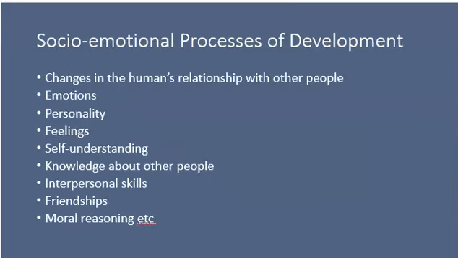Then there are socio-emotional processes of development. Socio-emotional processes involve changes in the child's relationships with other people, and changes in emotions and personality. All these things are, for example, a boy getting aggressive or a girl developing assertiveness. All these feelings and attitudes are included in the socio-emotional processes of development.